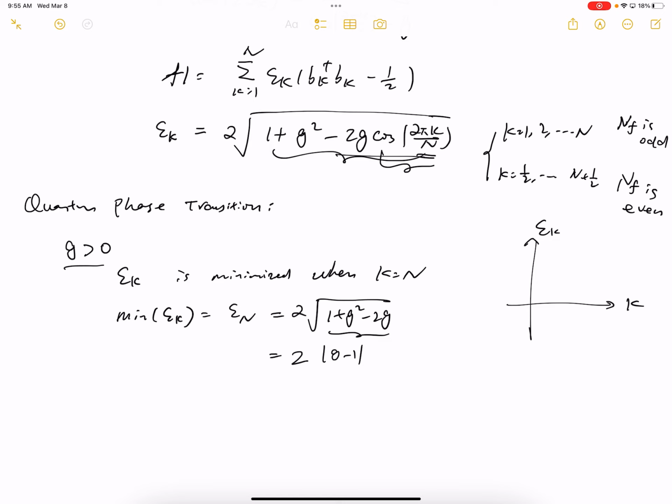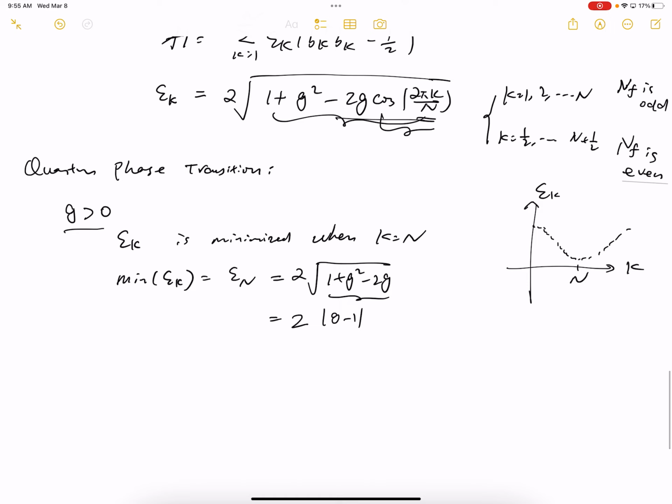So I believe this energy, this dispersion relation, is minimized at n. And let's see if I have a plot here. I don't have a plot here, but I think it's probably going to look something like this. So that's what epsilon k looks like. And it's going to be periodic in n, so it's going to look like this. So if you look at the band structure, that's what it looks like.